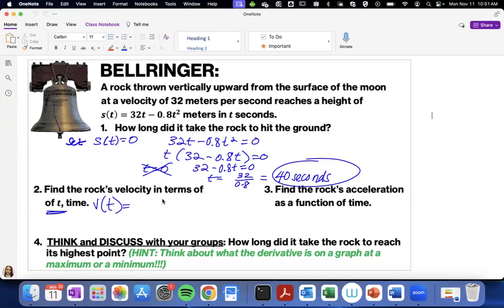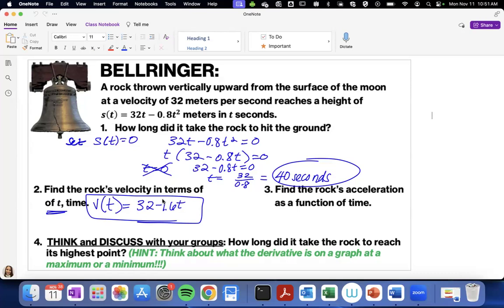So that's just 32 minus, 2 times 0.8 is 1.6 times t. Subtract 1 from the exponent, right? Is that what you got for velocity? It's just the derivative of position. You just got to remember that. And then I don't have to do anything else with that. If it would have said, what's the velocity when it hits the ground, then I'd have to plug in 40 seconds for t. But I didn't ask that.